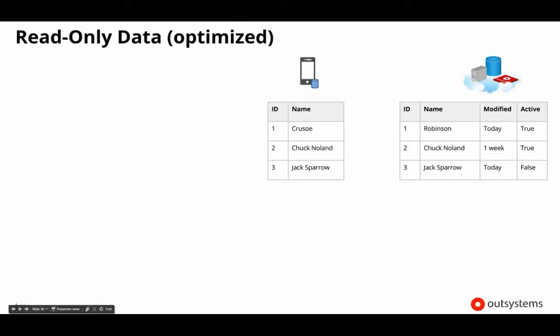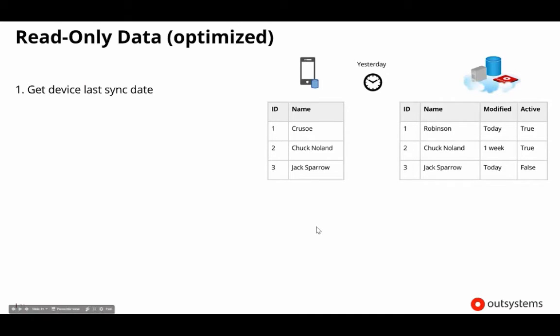So in this use case, we have already Robinson Crusoe, but only Crusoe, on the database of the device, Chuck Nolan and Jack Sparrow. And if we see on the server, we have Robinson, so not Crusoe, Robinson, that was modified today. Chuck Nolan has been modified 1 week ago, and Jack Sparrow has been deleted today. If you see the column active, it stands here for our soft delete field.